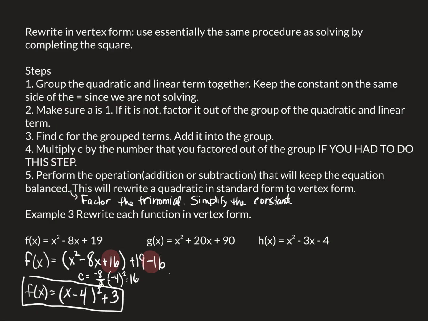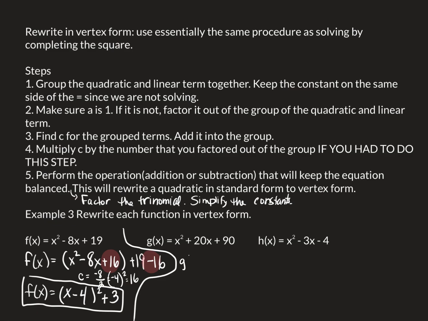And for me, I really like it in this form because I can see quickly and easily that the vertex of this quadratic is 4, 3. Whereas when I look at this one, I cannot tell that quickly that the vertex is 4, 3, but I can tell the vertex is 4, 3 from here. So I really like rewriting in vertex form because it just makes some things easier. Okay, let's do the next one, g of x.